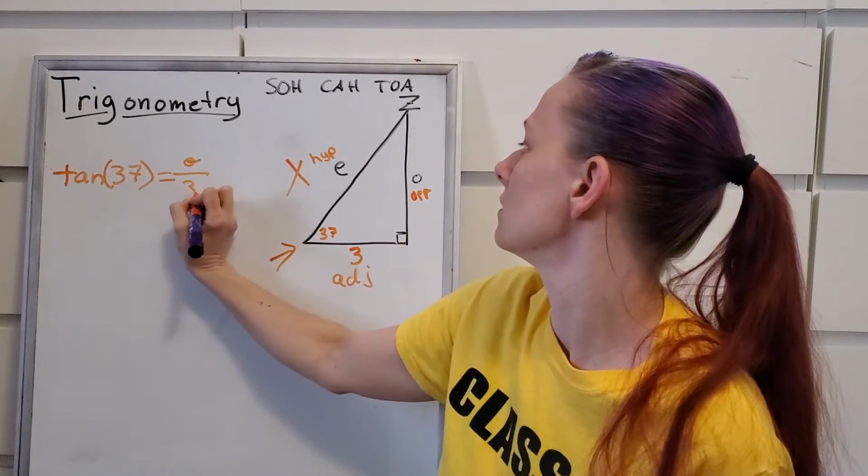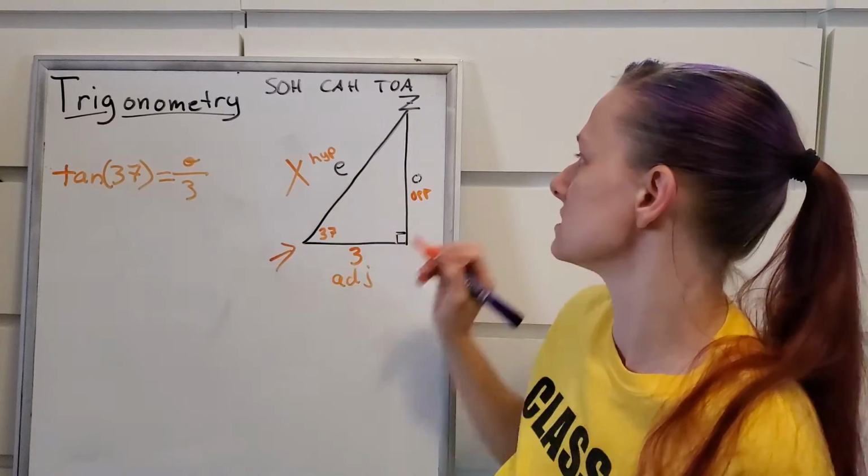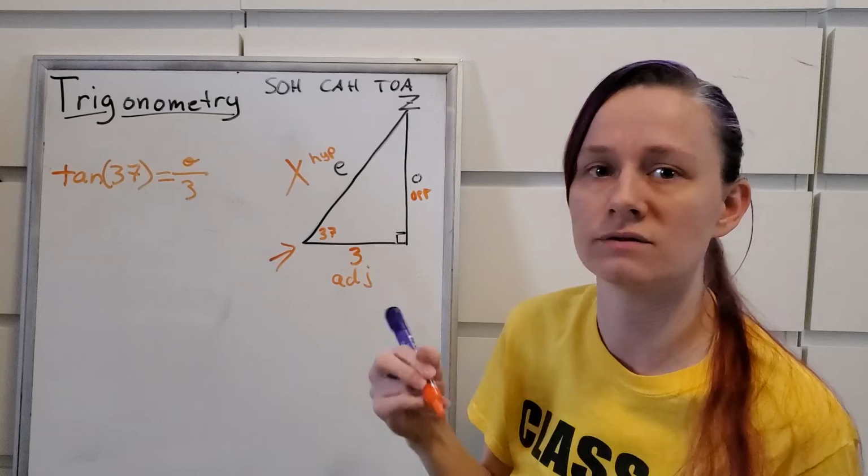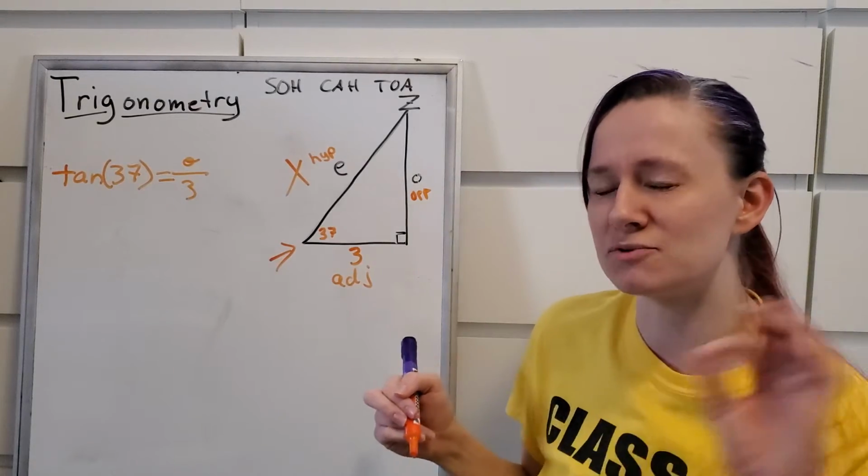over adjacent. I made it look a little fancy here so that we can see that it's a letter and not the number 0, because that would really kind of mess our calculations up just a little bit.